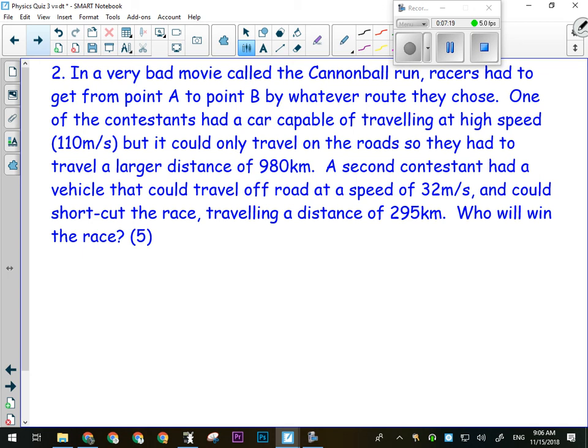So what we want to figure out here is who's going to win. What determines who wins if they're not following the same path? Time. So I need to figure out how long it takes each of them to get to the finish line based on whatever path they took. So it's going to be essentially 2 separate v equals d over t calculations solving for t, right, Felix?